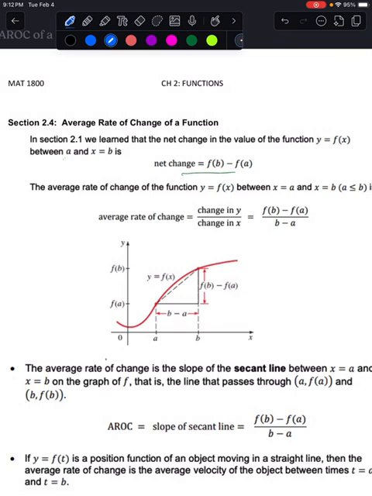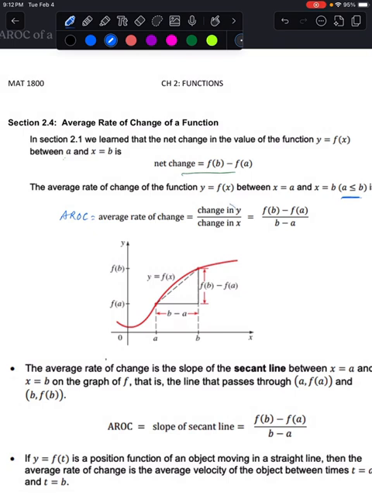Then we also learned that the average rate of change of the function y is equal to f of x between x is equal to a and x is equal to b, where remember a has to be less than or equal to b. So it is given by the average rate of change, which we also denote by AROC, and it is the change in the y value divided by change in the x value. So f of b minus f of a over b minus a.